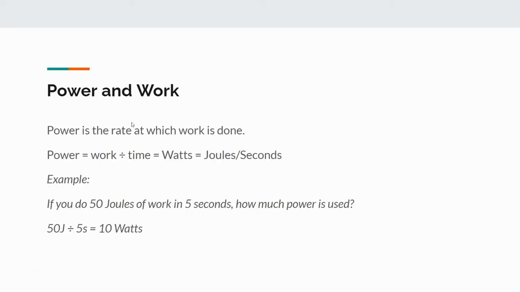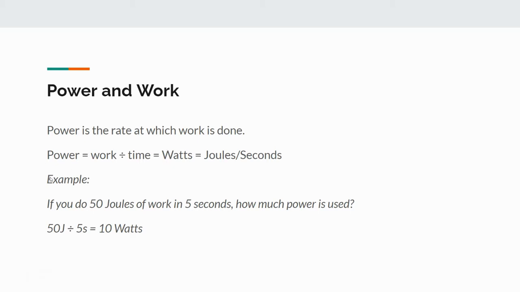Now power and work, this is kind of a real quick little thing here. Power is the rate at which work is done. I'm sure you've heard this unit of power before. The unit is watts, and power is just work divided by the time it takes to do that work. So work is in joules, time is in seconds, so joules per second, and that unit is watts.